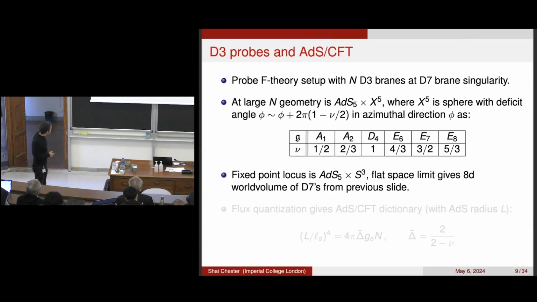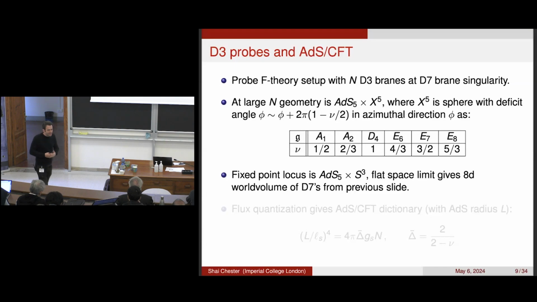So this is a spacetime with a singularity, and you can look at the fixed point locus of that singularity, which is AdS5 cross S3. Notice that 5 plus 3 adds up to 8, and that's expected because if you now take the flat space limit of this spacetime, you just get the 8-dimensional world volume of the D7 branes, which is the thing we discussed on the previous slide.